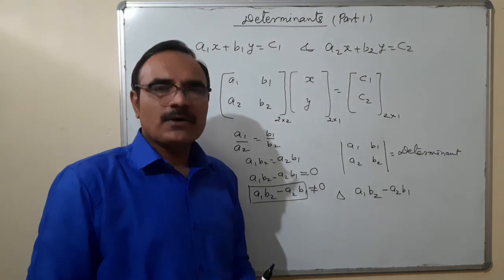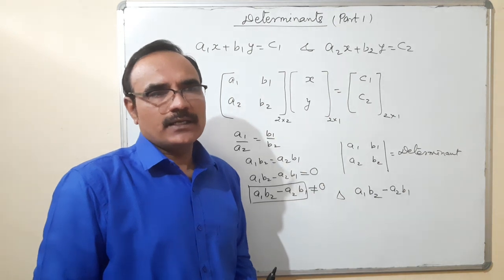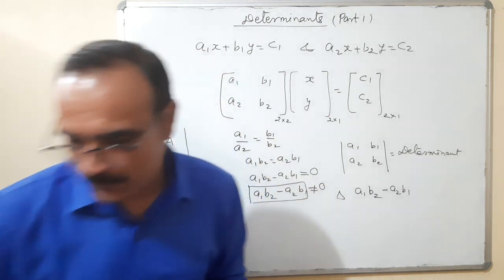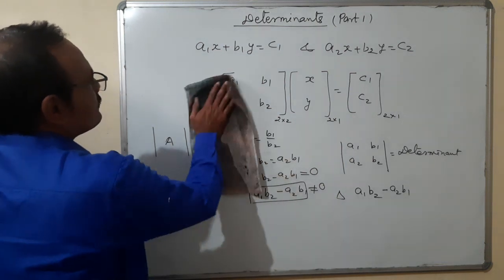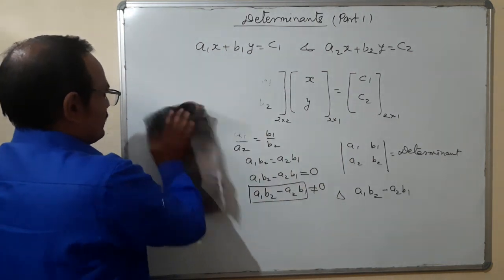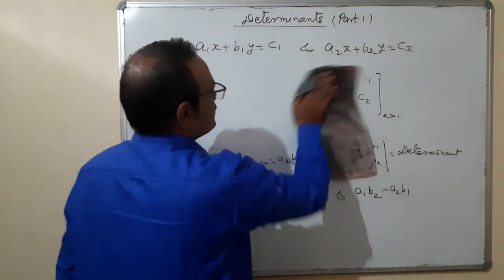Now we'll have to discuss how to find the value of a determinant having 3 rows and 3 columns. That is called the expansion of rows or expansion of columns. I am taking a general example, like suppose there is a determinant.